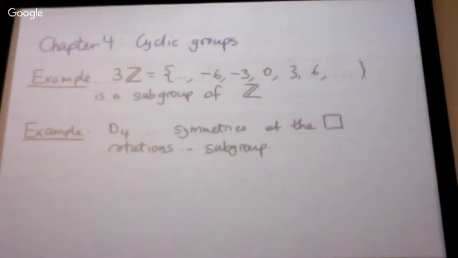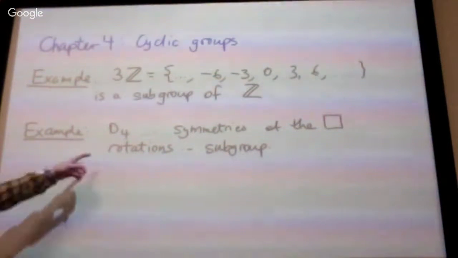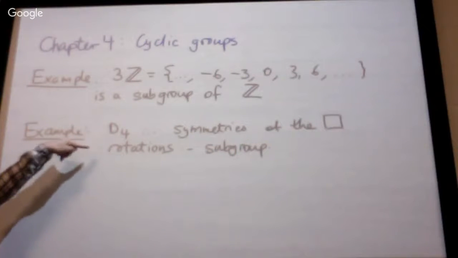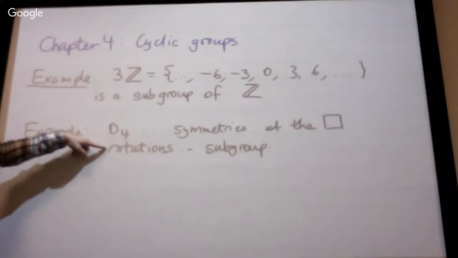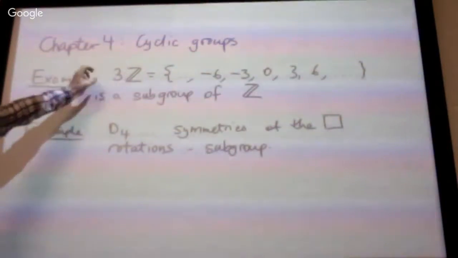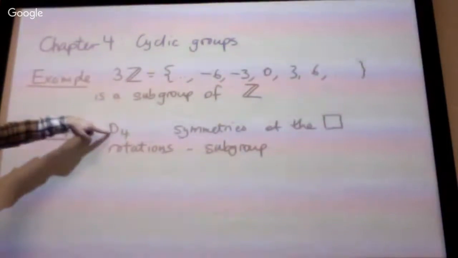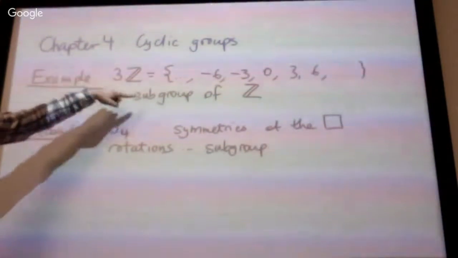Is it determined by a single element of D4 in the same way as this was determined by 3? Not really. It's the shape of the square. Well, the shape of the square determines the whole group. But my question is, when you take all rotations as a subgroup, is it determined from this in the same way as 3Z is determined from Z?